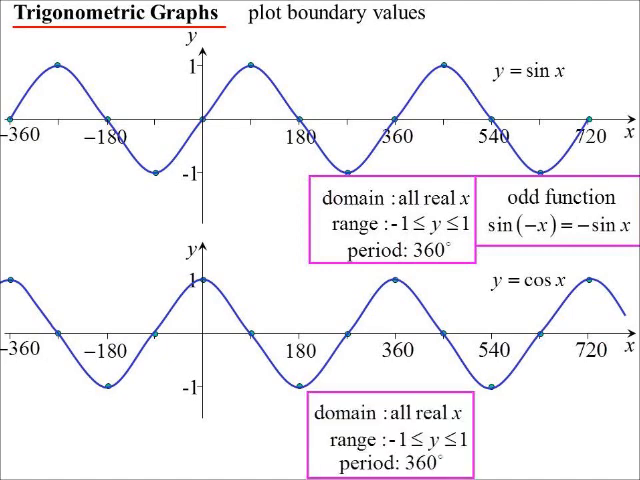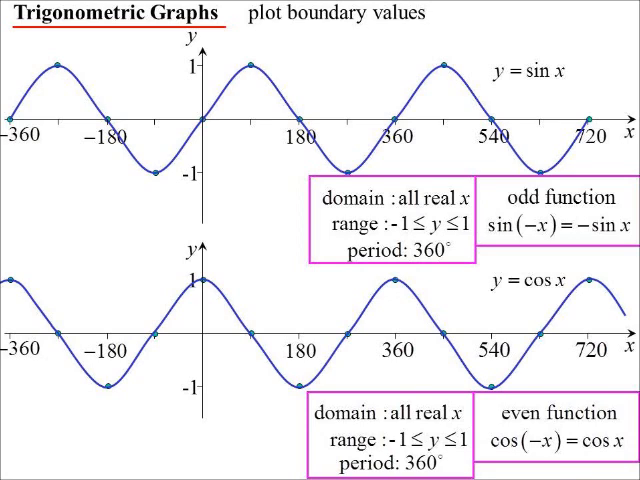Which means its domain and range is going to be exactly the same. So domain's all real x, range is in between -1 and 1, period is 360, but now look at the symmetry of this one. It's not an odd function anymore. It's now an even function. So that means if I wanted to work out the cosine of negative x, it'll be exactly the same as the cosine of x.